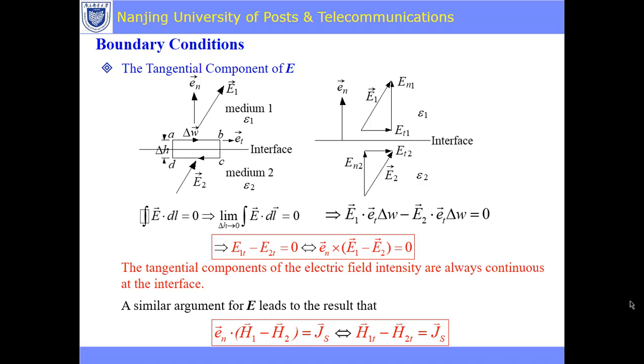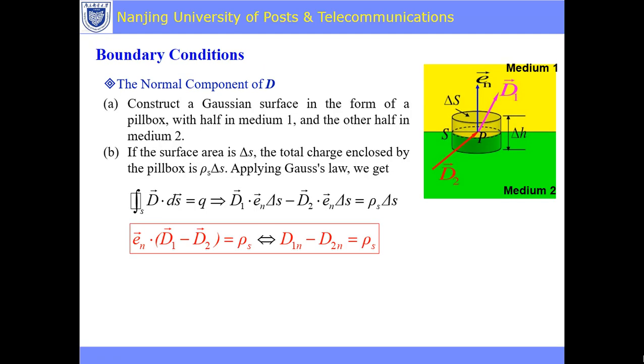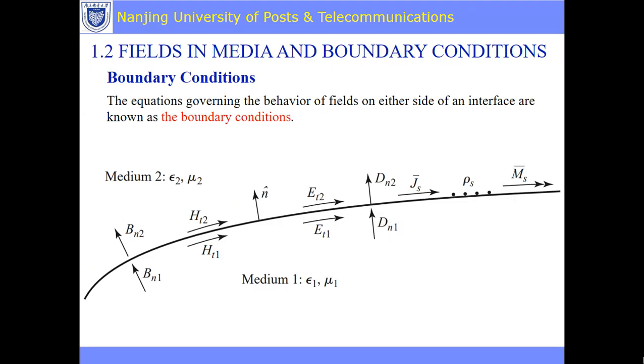Look at the figure again. Here, the tangential components are moving along. They are continuous. They are not changing value. That is what it means. Continuous means they are not changing. Moving from one medium to another medium, they are not changing the value. That is what it means.